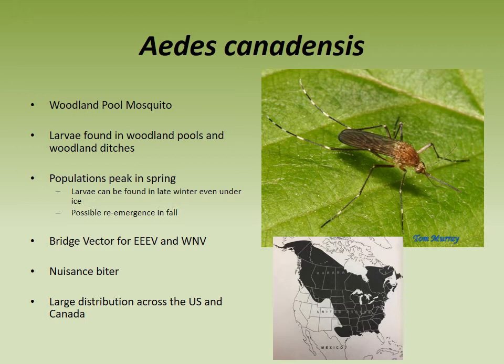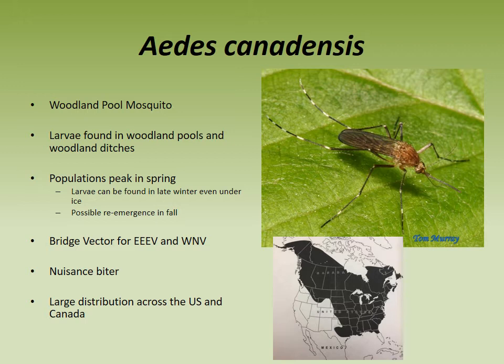Aedes canadensis will be the first woodland pool species, and it is the woodland pool mosquito. You'll find them in woodland pools and woodland ditches. Their populations will peak in the spring. They are some of the first mosquitoes that are popping out in the springtime. Larvae can be found in late winter under ice. Possible reemergence in the fall.